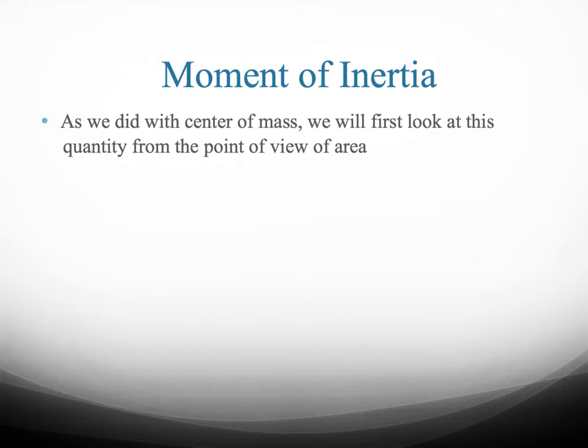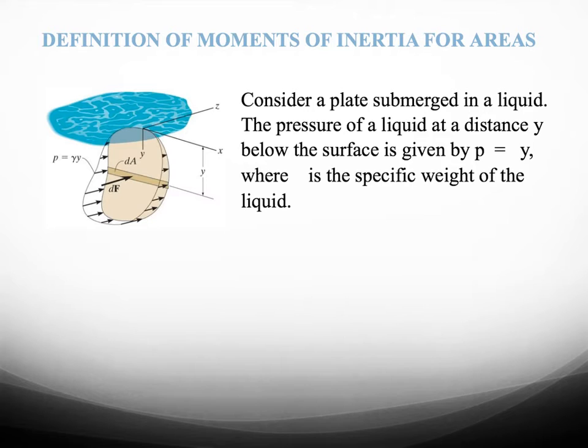When we go into the engineering realm, the moment of inertia most often is going to be viewed from the point of view of the area instead of the mass. So let's look at an example. Here we have a plate that's submerged in a liquid, and the pressure of the liquid at a given distance y is given by gamma y. Remember, gamma is the gravity times the density, and they call it the specific weight of the liquid.